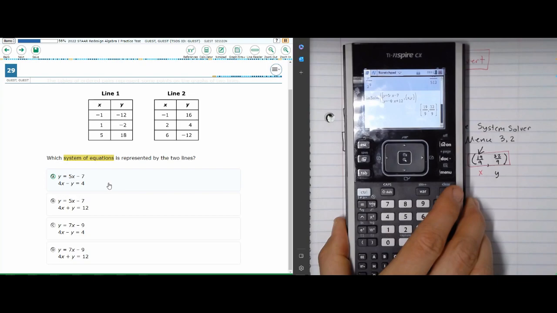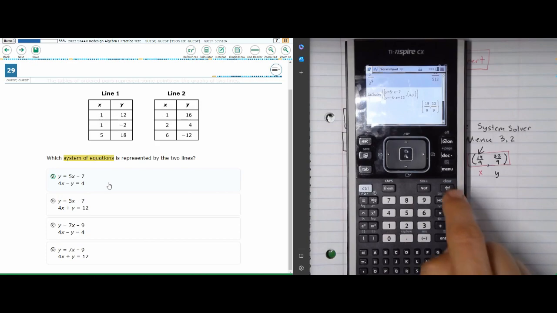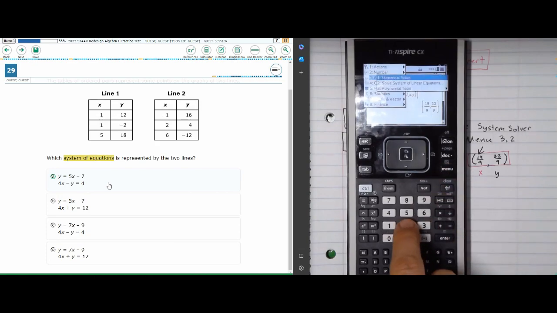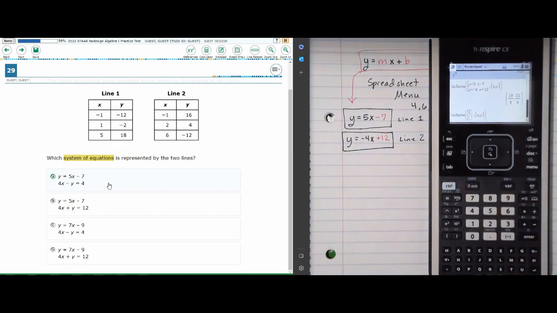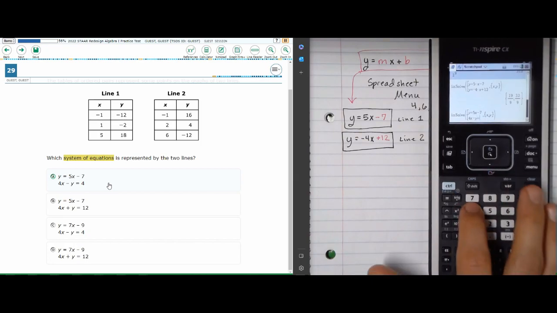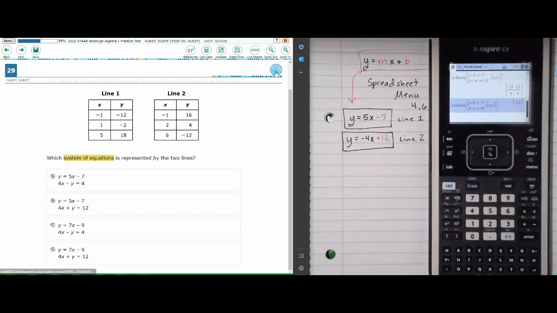So let's start checking these to see which one of them is going to give us 19 over 9 and 32 over 9. So I'm going to go ahead and go to System Solver. Again, we're going to go Menu, and I'm going to go 3 and 2. I'm going to hit Enter, and I'm going to go ahead and type in this first one. So the first one, we actually have y is equal to 5x minus 7. And then on the next equation, I have 4x minus y equals 4. Now notice this gives me a 3 and an 8. So we can go ahead and use a strike through. That is not correct. So it's not A.